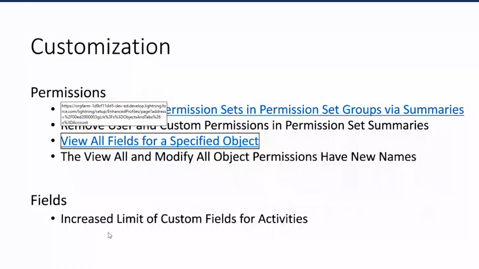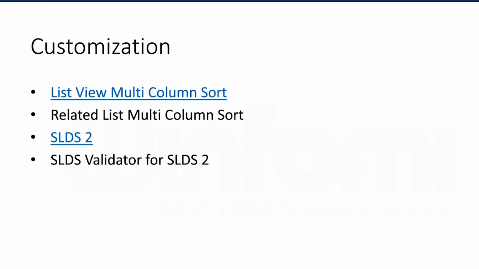We also have an increased limit for the custom fields for activities. It has now been increased to 300 fields in the activities. Previously it was 100, so now it is 3x. So this is good. I think this one we already discussed, list view with multiple column sort.